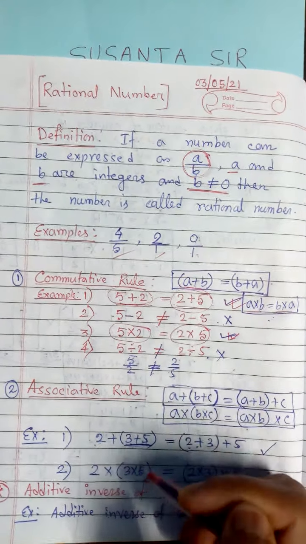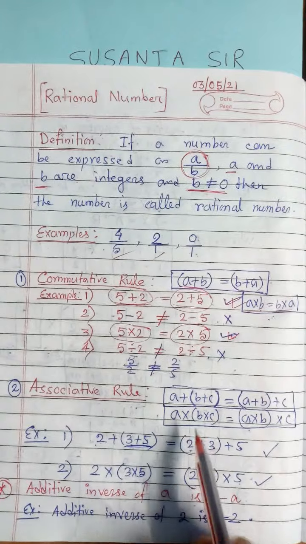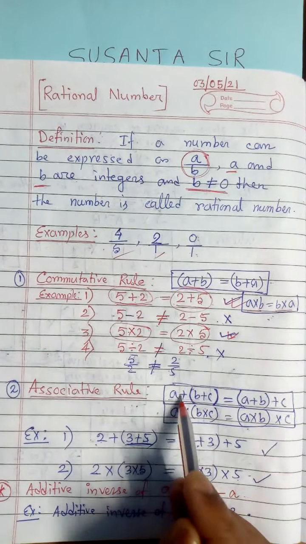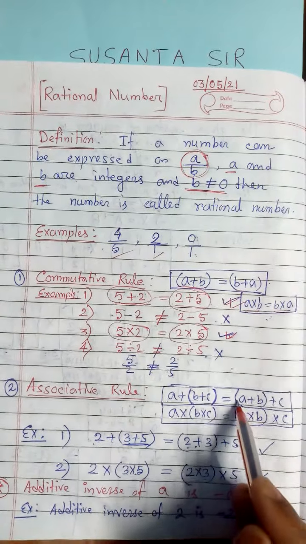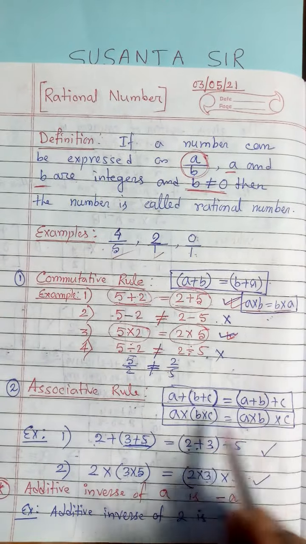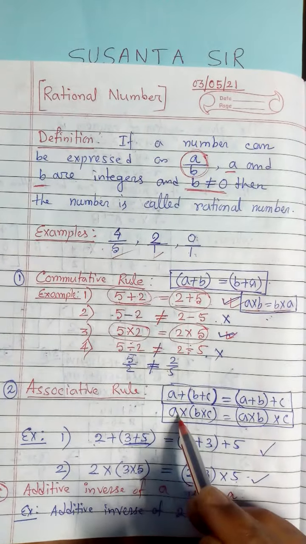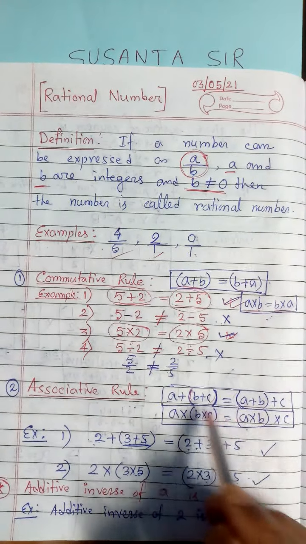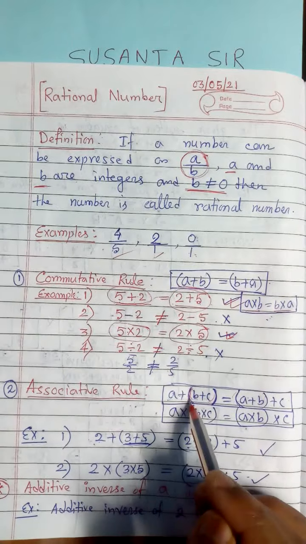Okay, similarly for associative, come to the second part. Associative rule is what? Associative rule means a plus b in bracket plus c, equal to a plus b plus c in bracket. Similarly for multiplication. That means if you change the position of the bracket, then also the value will be the same. That is called the associative property.